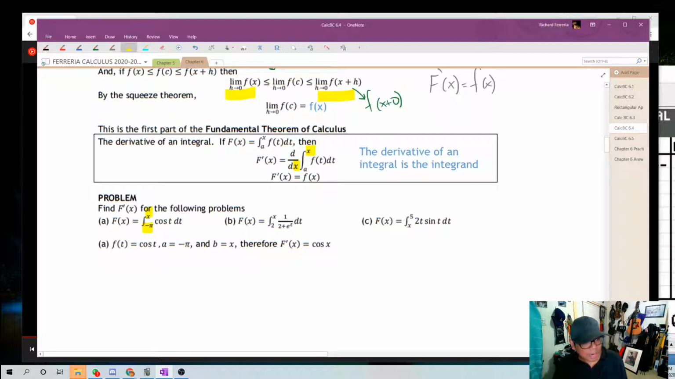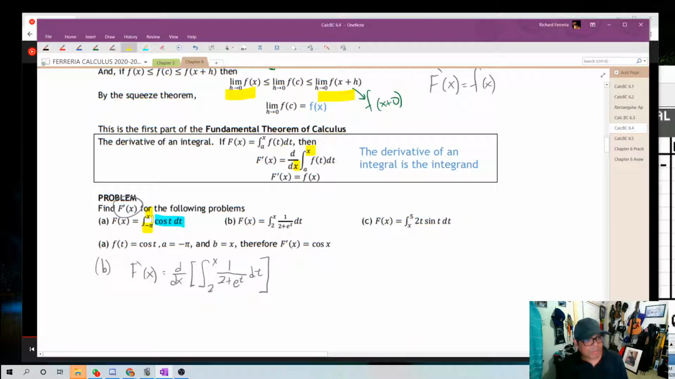So f prime of x is just equal to the integrand, cosine x. Okay, so let's do the same thing with letter B. Letter B, we're taking the f prime of x. Okay, it does say find f prime of x. That's equal to the derivative with respect to x of the integral from 2 to x of 1 over 2 plus e to the t dt.